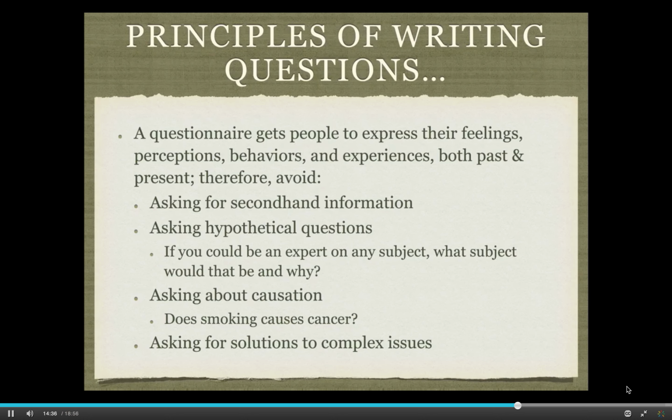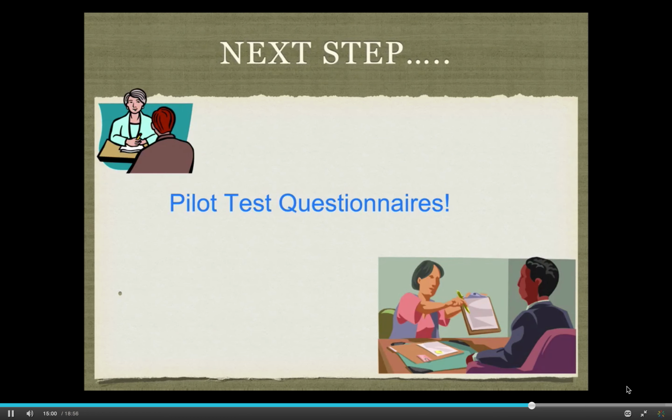Avoid asking about causation. So avoid asking, does smoking cause lung cancer? If you're asking someone's perception or belief, go ahead and ask them what is their belief on smoking and lung cancer, rather than asking them does smoking cause lung cancer. And avoid asking for solutions to complex issues.